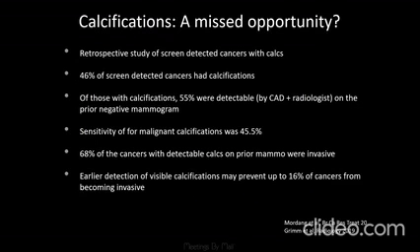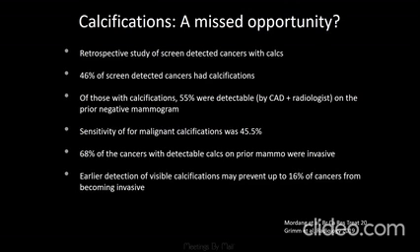So, therefore, are they a missed opportunity? Well, there's a good retrospective study. It's out of the Netherlands. We have to take that with a grain of salt when we're comparing it to how we screen in the US, because they're screening every other year, and they also have a very, very low recall rate compared to us in the US, around 2.5%. But what they found was that 46% of screen-detected cancers had calcifications at the time that they were diagnosed.